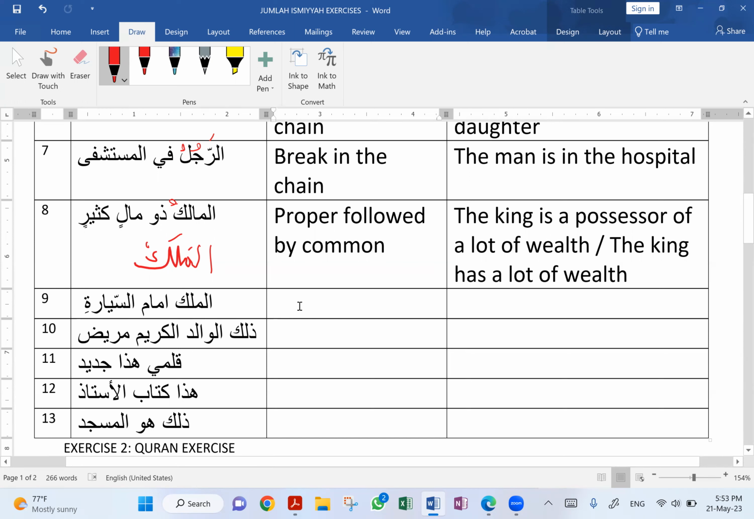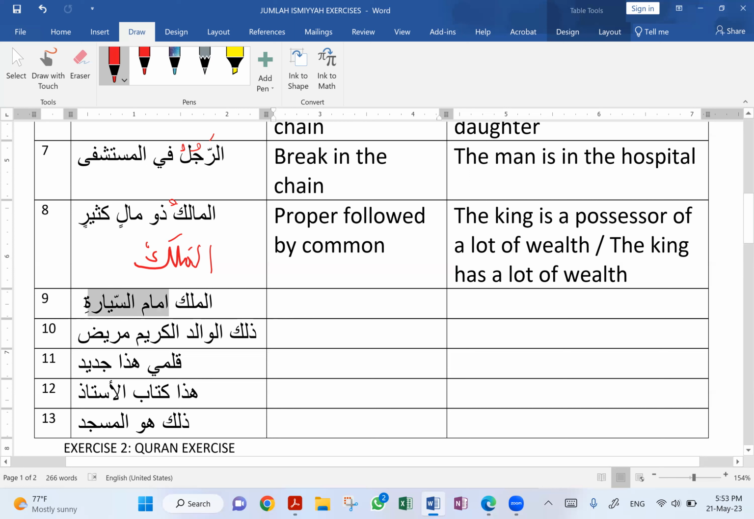Okay, so what do you guys think? What kind of Jumlah Ismiyyah is this? Al-Maliku is Mubtada, amama is special mudaf, and as-sayyara is mudaf ilayh.